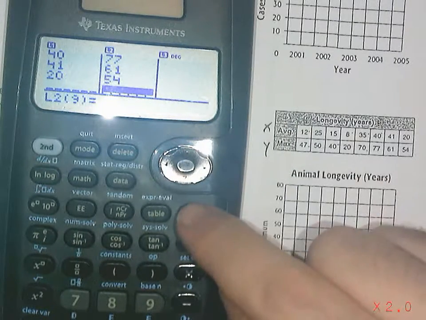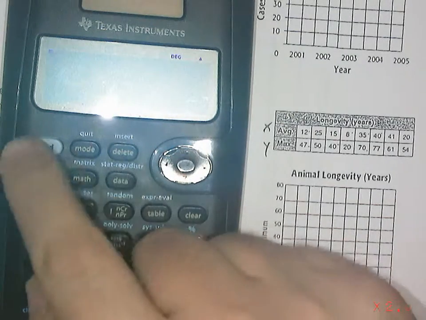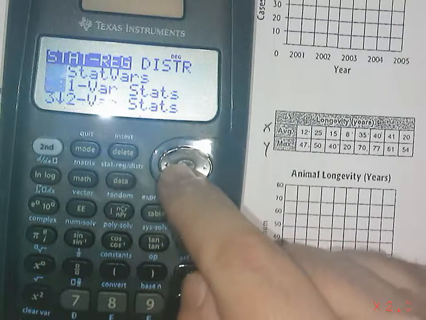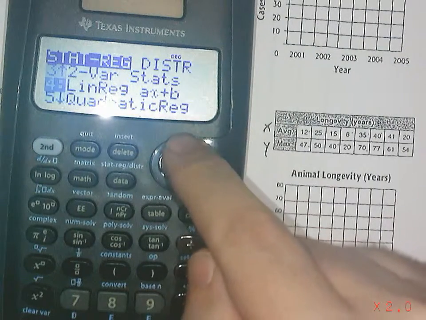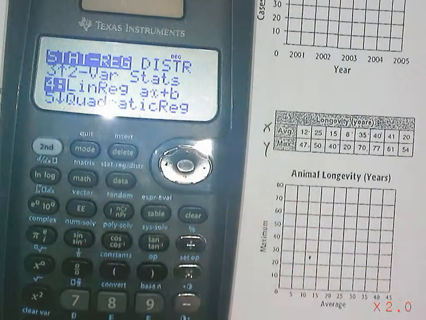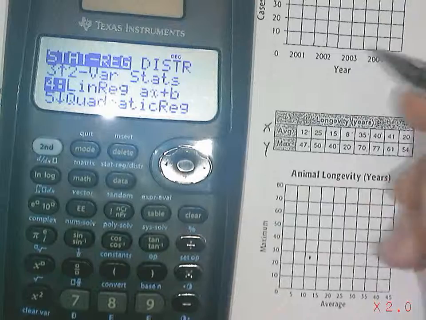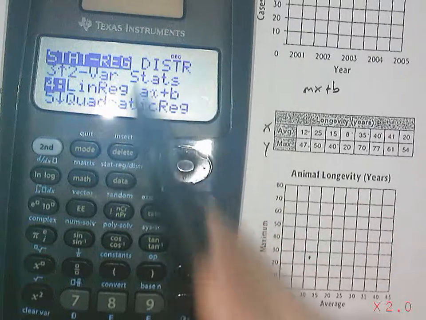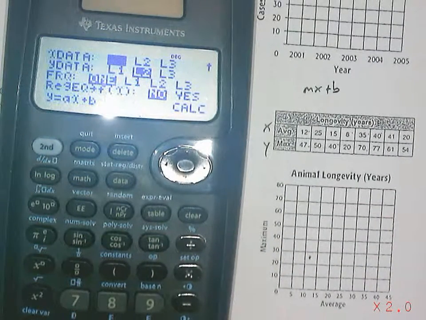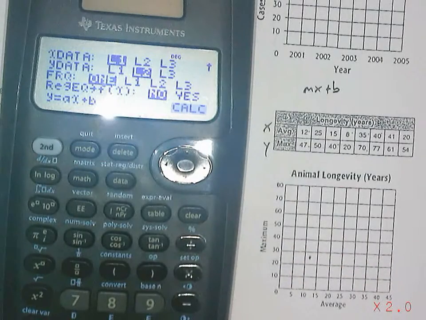Okay, so once I have both lists entered, now I clear and I'm going to go to the stat menu, which is the second option. And this time, instead of going to one variable stats, I've entered in 2, but I'm going to go to the line of regression. That's another way of saying line of best fit. You'll see this AX plus B. Remember, the equation for a line is MX plus B. The calculator just calls the slope A here. Okay, but we enter in there and then just go to calc. And again, it shows you the equation right here, y equals ax plus b.